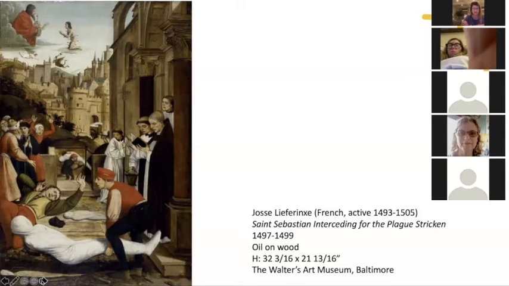He was originally shot through with arrows, and he survived, and then he was clubbed to death. And so he had attended to the sick, attended to the plague victims, and so he kind of becomes a natural sort of inclusion into plague iconography.